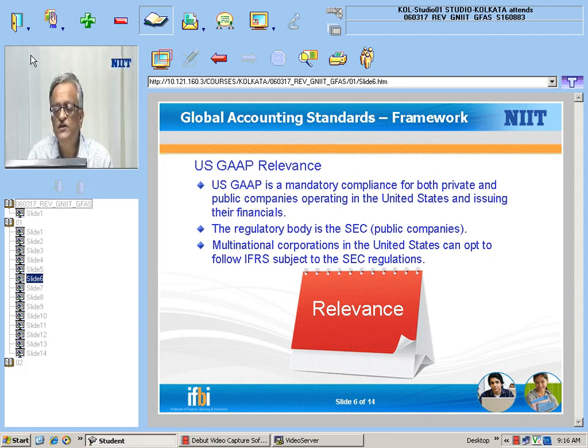Shivangi from South Extension, which chapter is this? This is lesson number 1, session number 3. Lesson 1, session 3. This is the framework. We are still discussing the framework.